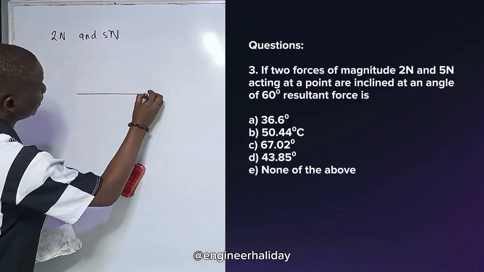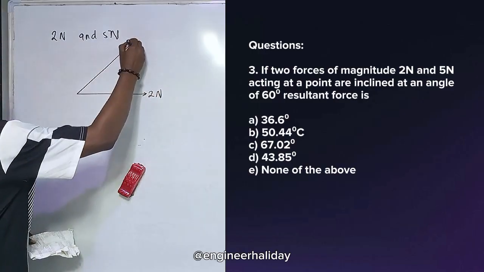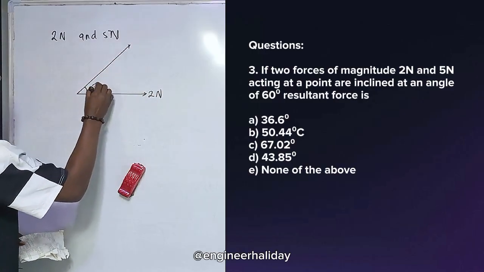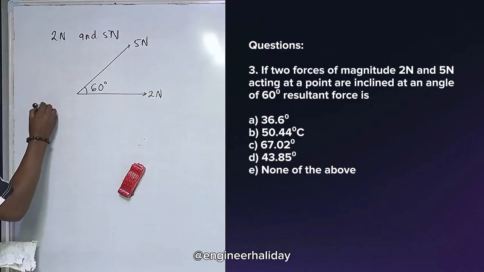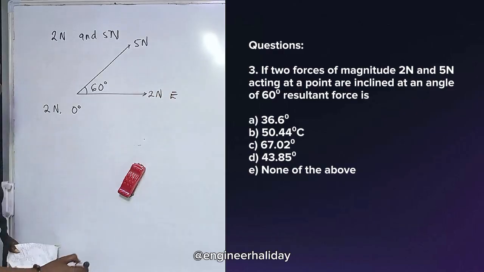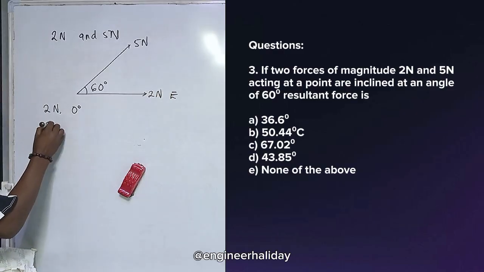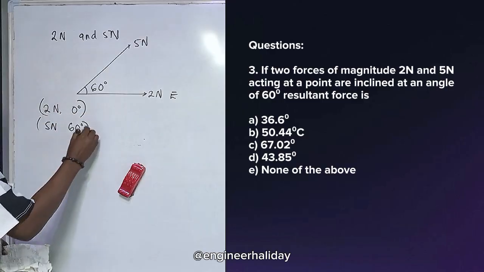So that means the 2 Newton will be down at the reference, and the second one is inclined at 60 degrees. What I'm going to do now is take the first force as 0 degrees, which is the east. I will assume it's acting along the east, while the second force is at 60 degrees.